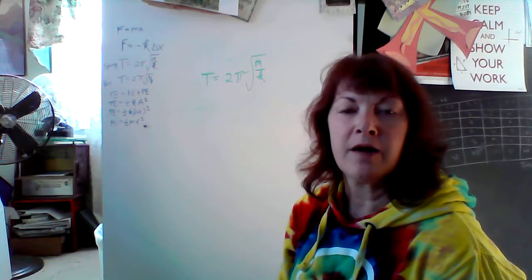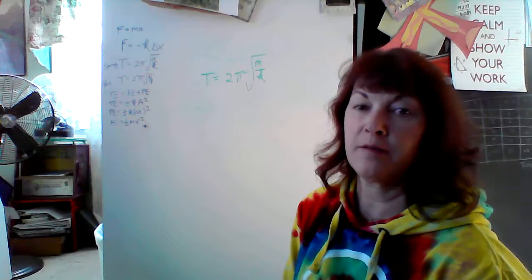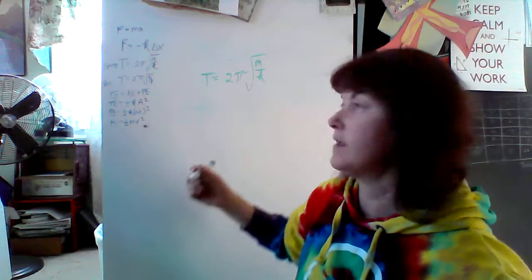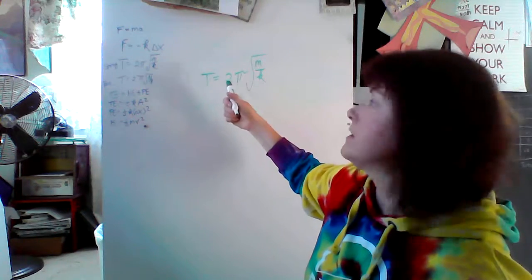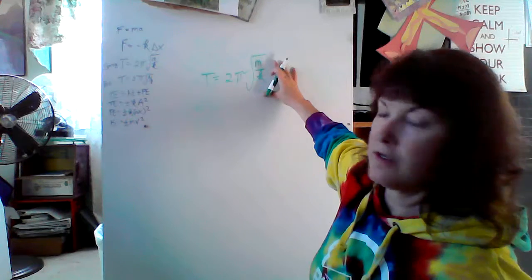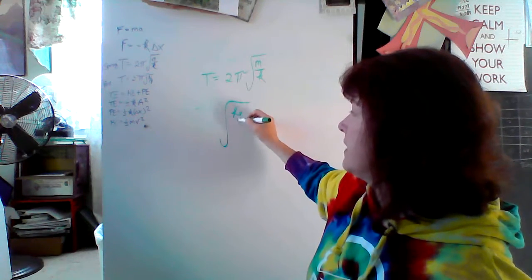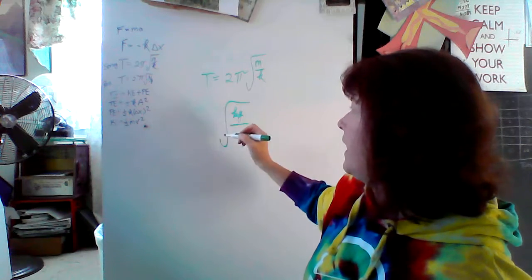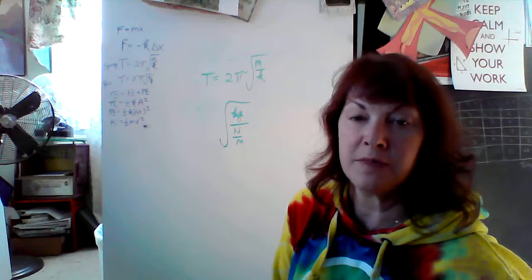We were talking about verifying units for our equation here on the period of a spring in motion. So we can say that 2 does not have units. Pi also does not have units. So we're going to look for our units under our radical. Under the radical we have mass, which is in kilograms, and we have the spring constant, as we said, was newtons over meters.